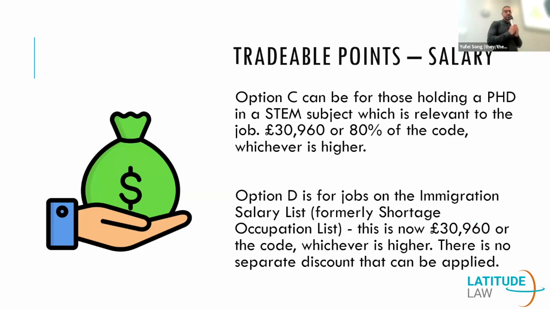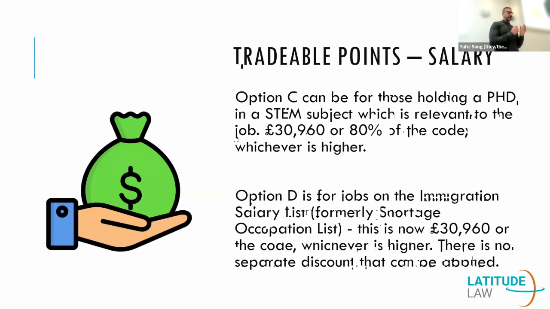Option C is in regard to those who are holding a PhD in a STEM subject: science, technology, engineering, maths. Again, there's an even lower rate for that. So you could be paid 30,960. Again, going down from 38,700, you could be paid 30,960 if you hold a PhD in a STEM subject. Or again, an even lower reduction: instead of 90% of the going rate, similar to PhDs, you could be paid 80% of the relevant going rate for that particular role.